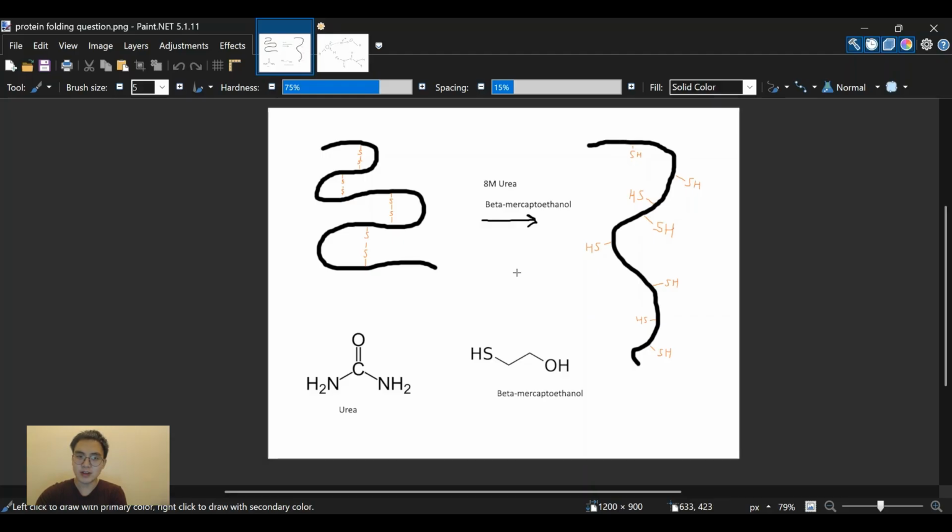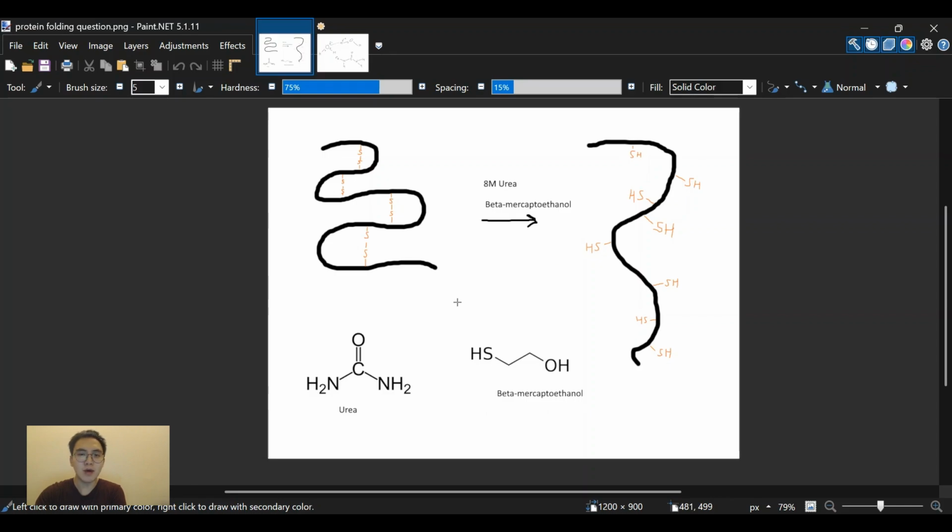So the question is, why? Can you explain, using the structures of these two chemicals and your knowledge, why does this protein unfold when these chemicals are present? Can you explain how it unfolds? What does each of these chemicals do to it?